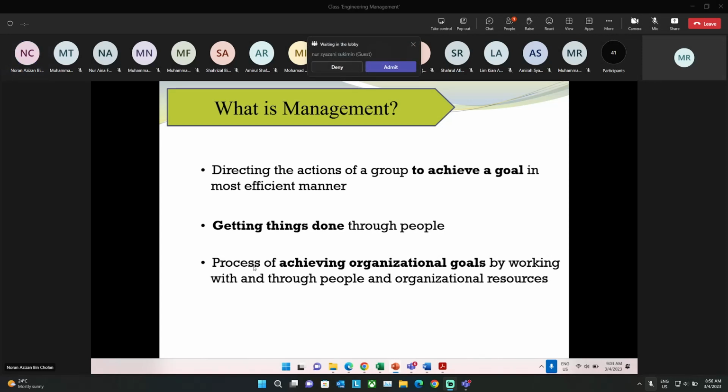Okay, and then another definition is a process of achieving organizational goals by working with and through people and organizational resources. So in other words, with management, we need to work in a group. It's impossible to work alone. For example, Unify, right? Can we build it alone? No, cannot. To develop, for example, Unify.